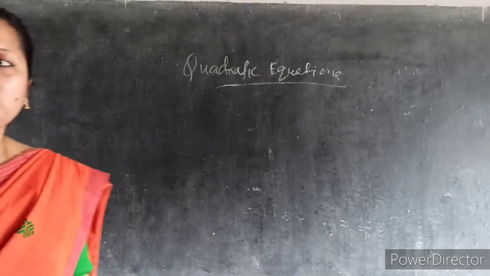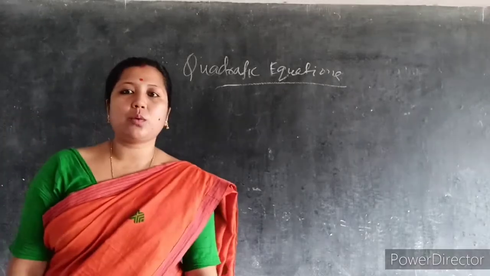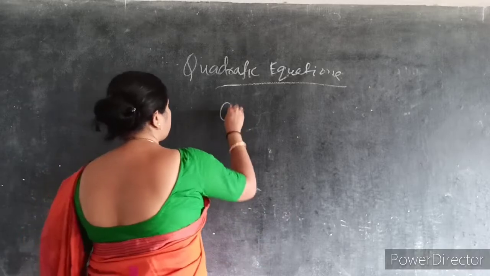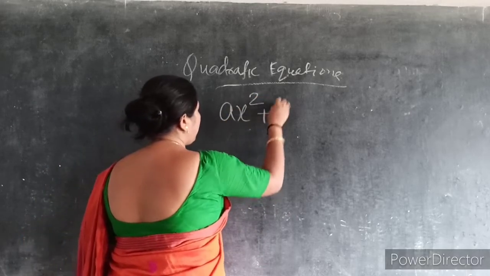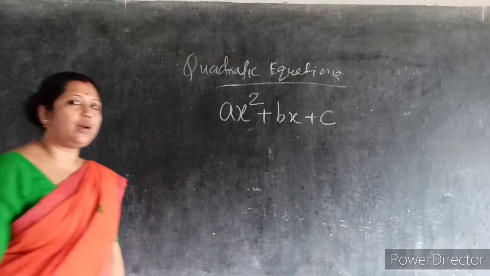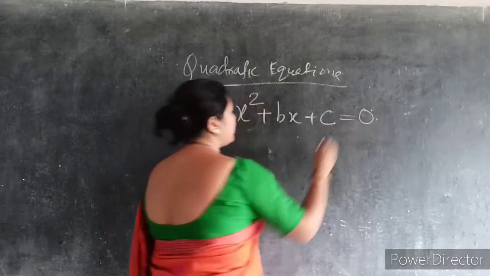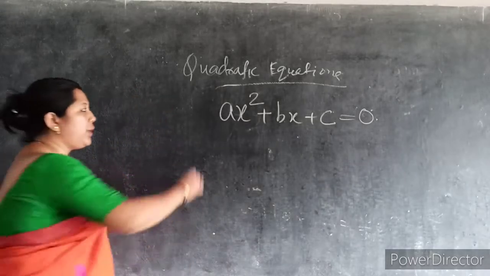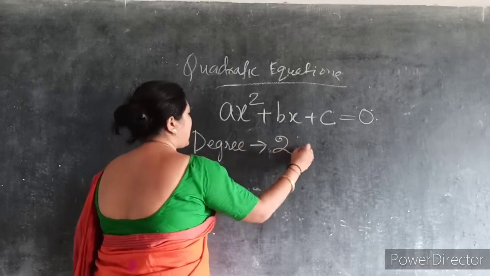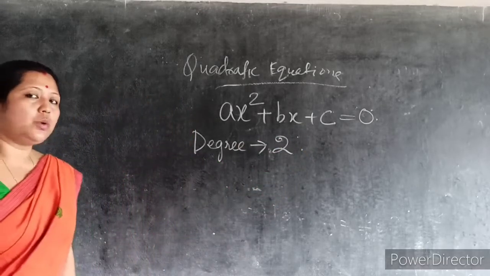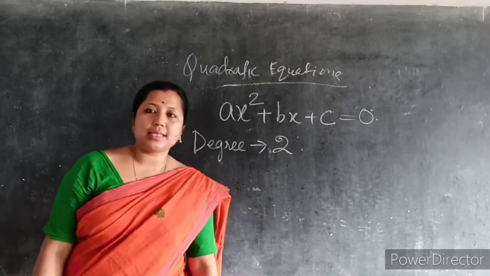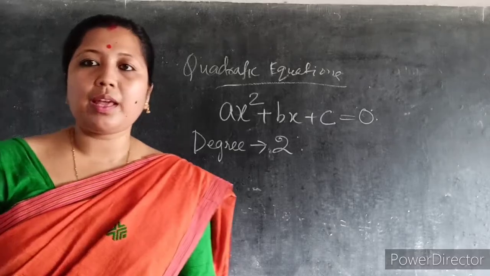So in quadratic equation, we know what a quadratic equation is. Let us try to understand. Any polynomial which is written in the form of ax squared plus bx plus c is known as what? A quadratic equation. In a quadratic equation, the highest degree must be 2. So any polynomial with the highest degree 2 is in the form of a quadratic equation.